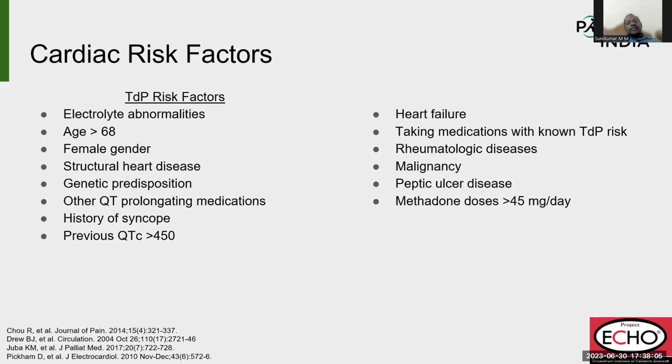We know that there are many risk factors for torsades de pointes, and you can see there are a lot, including cancer. Particularly note that if the patient is taking a higher amount of methadone, then the chance of torsades de pointes is more. They say that if you take more than 45 milligrams of methadone per day, the chance of getting torsades de pointes is more.